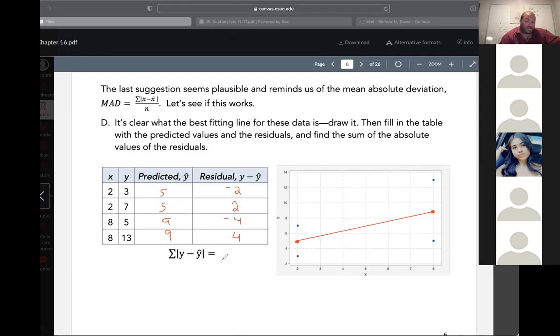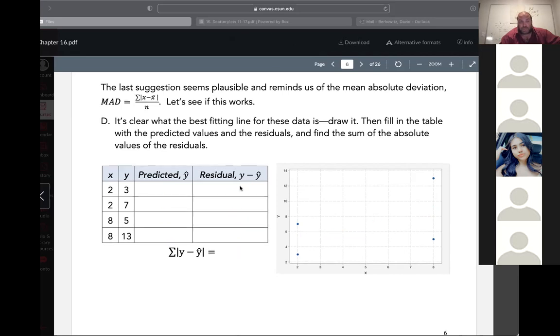So if I add up the absolute values of those differences, what do I get? Not 0. Absolute values, not the actual numbers. Make them all positive and then add them. What do I get? 12. Right, 12. Make sense? So for this line, the sum of the residual error, the sum of the absolute values, gives us 12.